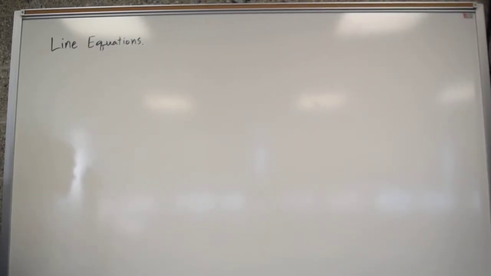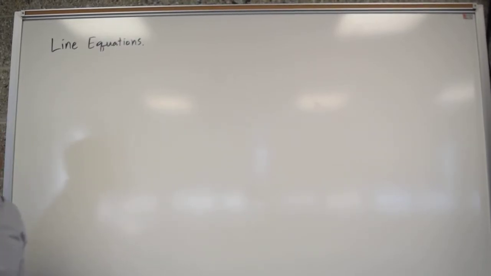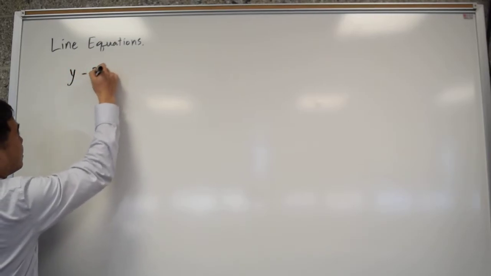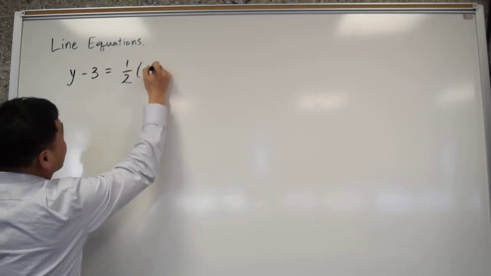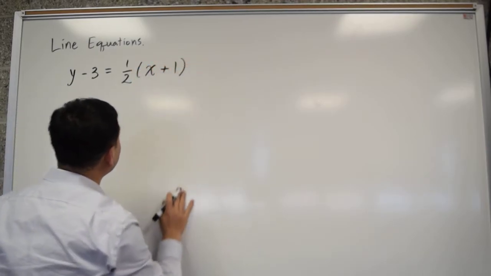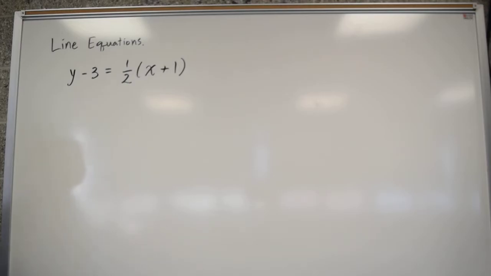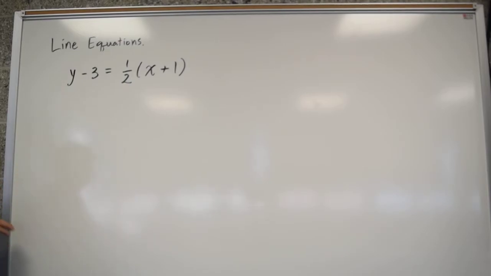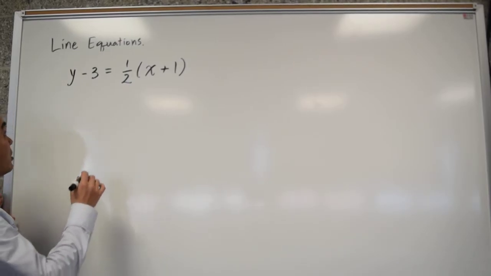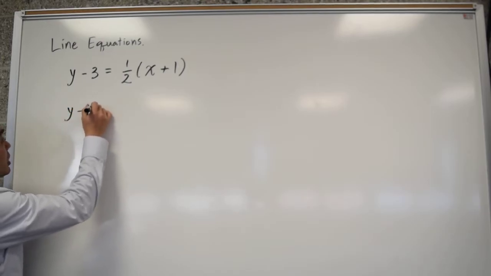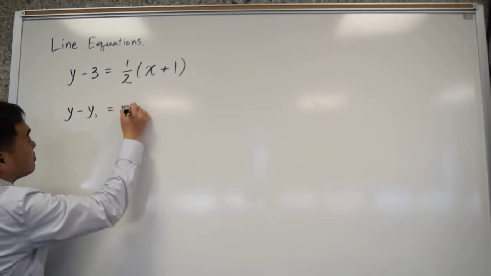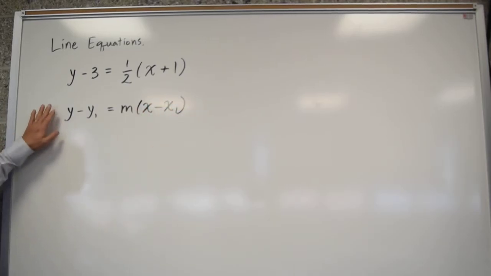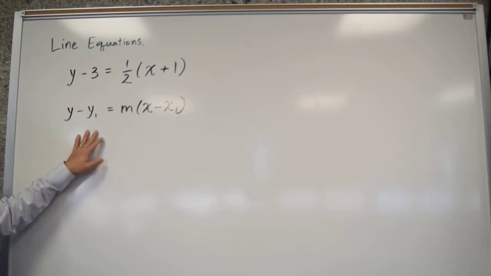Now, another common form of a line equation is the following. See the following: y minus 3 equals 1/2 x plus 1. This is what we call the point slope form of a line. Let me show you the generic form of this. It's like y minus y1 equals m times x minus x1. I'm going to explain what the x1 and y1 mean later.